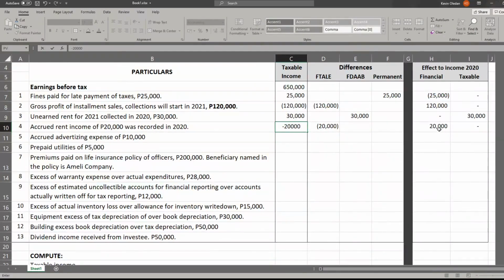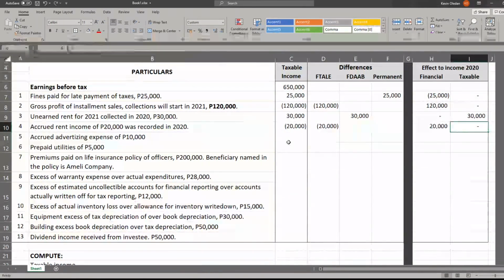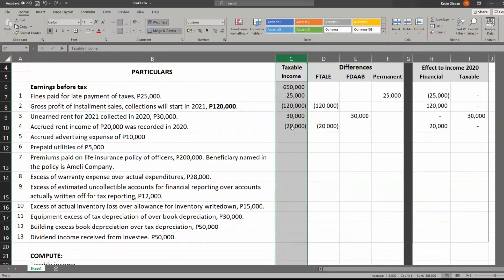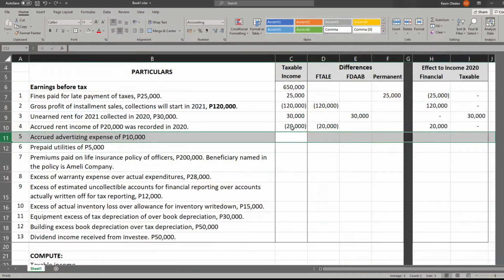Why? Sige, short explanation. Si 20,000 i-deduct natin kasi sa financial accounting, sinama mo siya as income dito, di ba? Pero wala pang collection. Sa taxation, walang effect yan. So, ang kailangan gawin, i-deduct. Nasama, pero hindi dapat kasi taxable income ang kinocompute dito. Okay? 20,000, deduction. Income yan. Eto, another accrual, pero it is related to an expense.